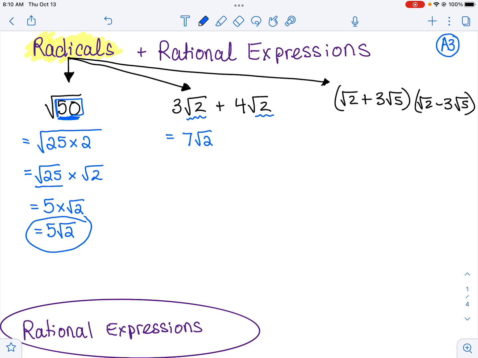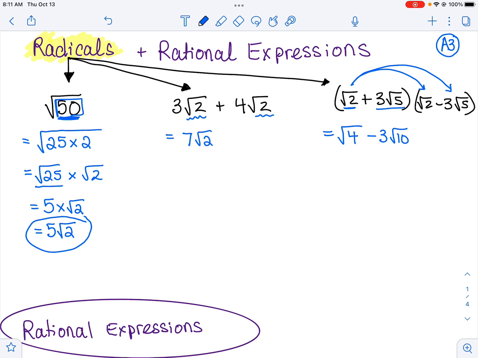Here's an example of multiplying a couple of binomials that have radicals. I'll show you a long way and then I'll show you a shortcut. So we're doing what we normally do. We're multiplying everything in the first bracket by everything in the second bracket. So what's root 2 times root 2? It would be the square root of 4. What's root 2 times negative 3 root 5? It would be negative 3 root 10.